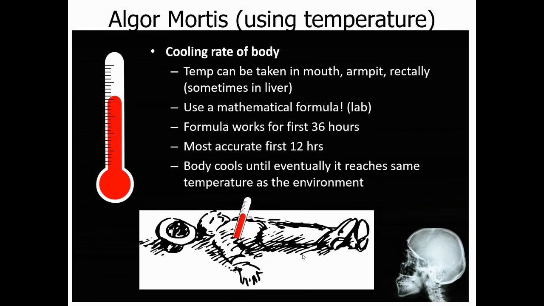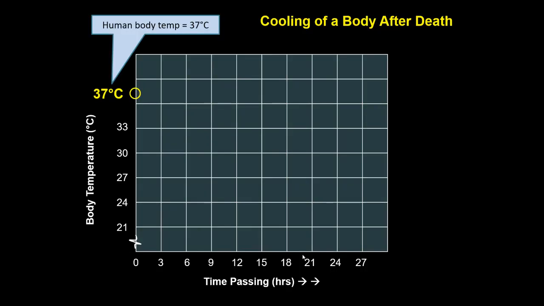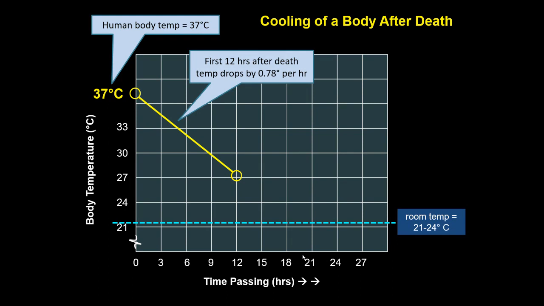And eventually the body is going to cool off until it hits the same temperature as the environment. Let me just show you what that looks like. Okay, when you're alive, you are at 37 degrees and you stay at 37 degrees. Then if you die, okay, you're eventually going to get to the same temperature as the room or the environment that you're in. Okay, room temperature is about 21 to 24 degrees. If your body is outside, it may get down to a lower temperature eventually. But at first, your body cools down at a certain rate of 0.78 degrees per hour.